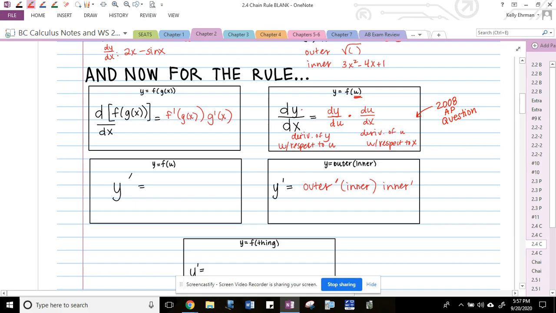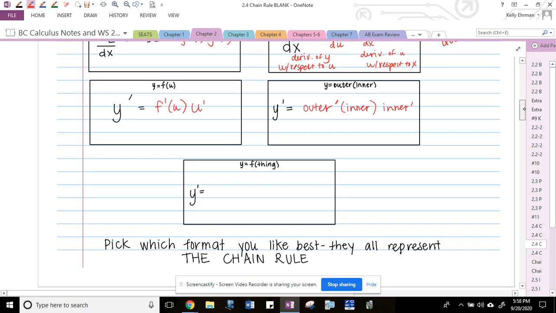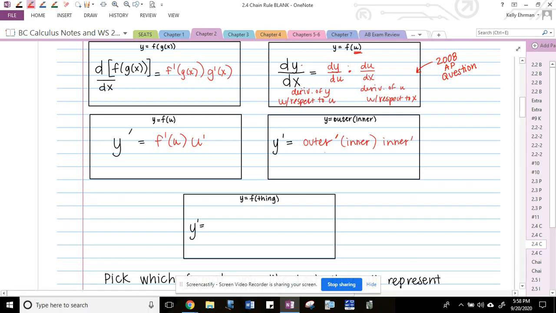But when we use this derivative notation, this does simplify. You can kind of think of it as saying these du's cancel and you're left with dy dx. What if we just keep things in terms of u? So again, it would be the derivative of f with respect to u multiplied by the derivative of u. And if you want just more of a general thing, this is kind of how I think of it, honestly. If you have f of something, some expression inside of a function, then it's f prime of the thing times derivative of the thing.